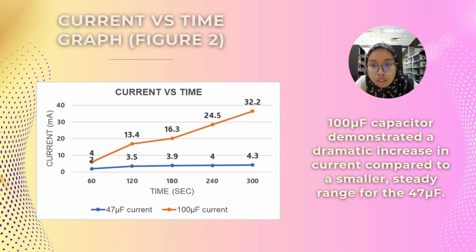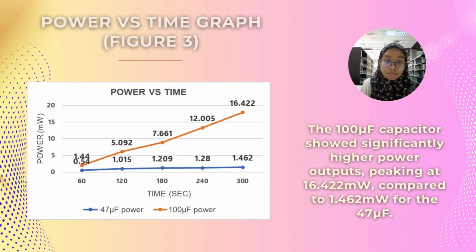According to Faraday's law, which has been explained in the slides, the cranking motion induces an electromotive force, or EMF, proportional to the rate of change of the magnetic flux. So the higher capacitance enables the 100 microfarad capacitor to store and release larger currents over time, showcasing its efficiency in energy conversion and storage.